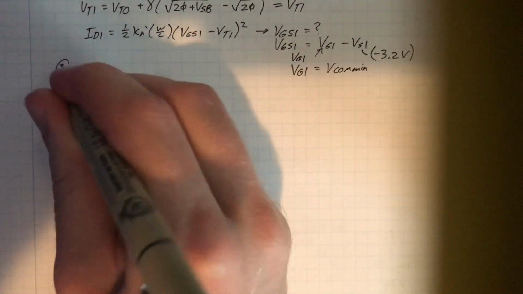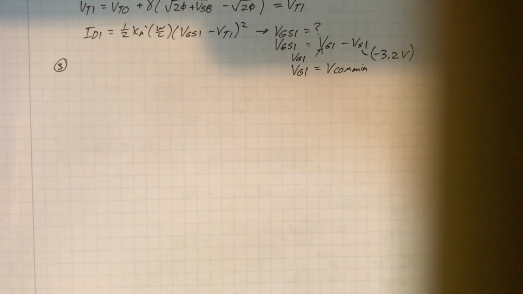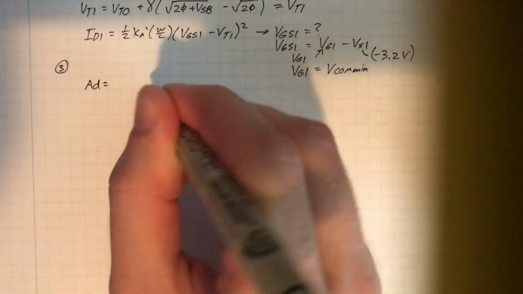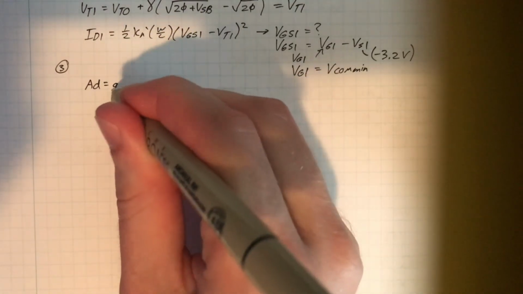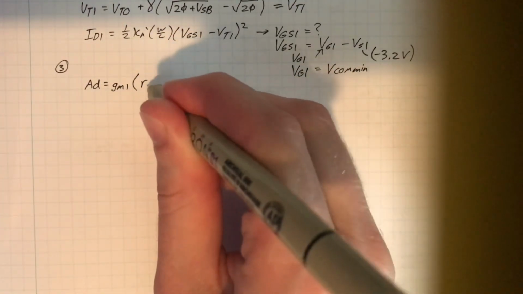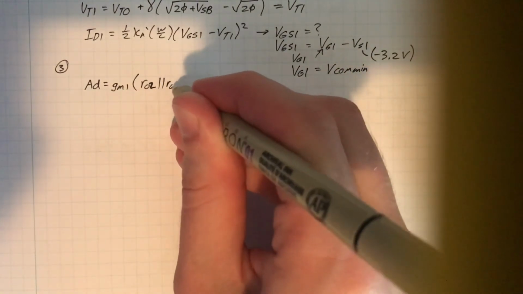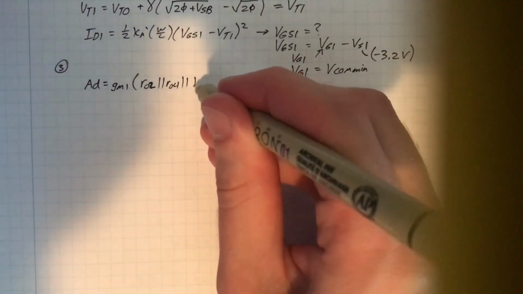Okay, so part 3 is to calculate the differential mode gain, common mode gain, and common mode rejection ratio. And they give you all these equations in the text here on page 3 of the lab handout. So differential gain is equal to GM1 RO, oh, it says RO2, parallel RO4, parallel RL.